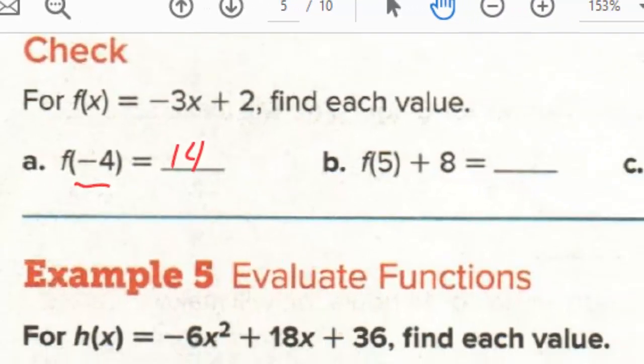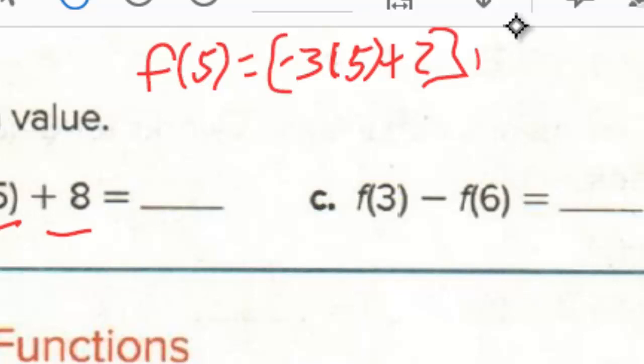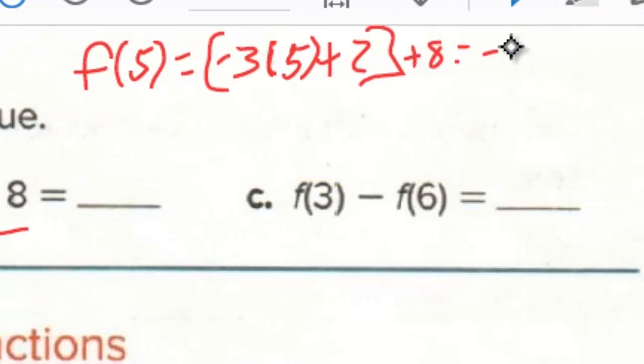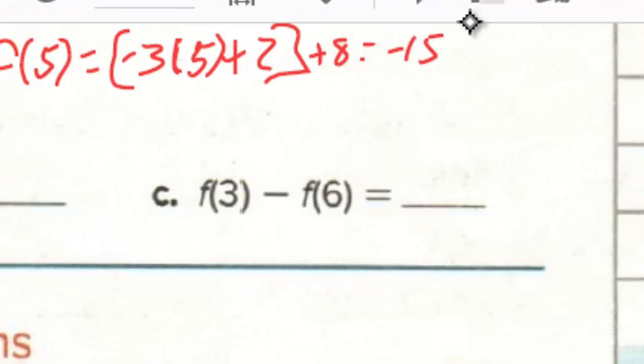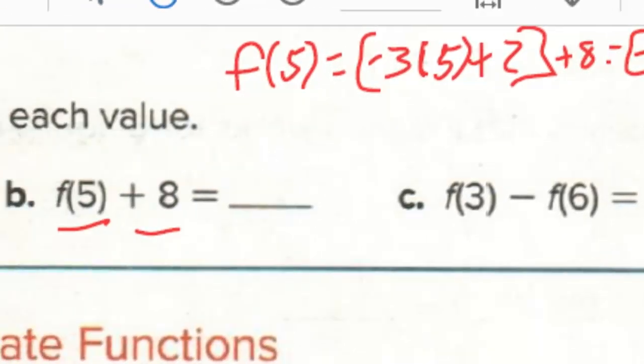For this next one, they want us to evaluate f of 5 and then take the value of that and add 8 to it. So f of 5 is going to equal negative 3 times 5 plus 2. And whatever this value comes out to, we're going to add 8 to it. So that will give us negative 15 plus 2 on the interior. And then negative 15 plus 2 is going to give us negative 13, and we're going to add 8 more to it, and that will bring us down to negative 5.